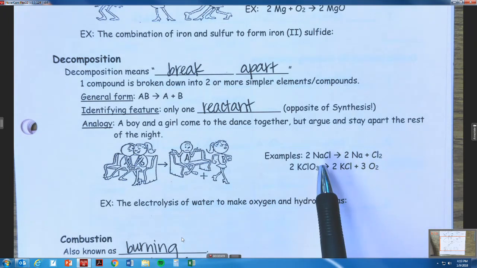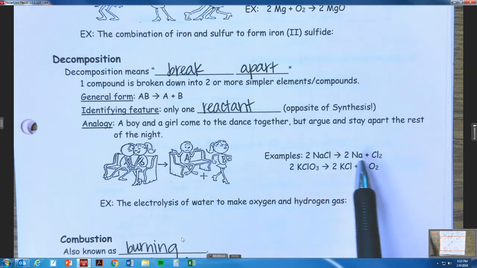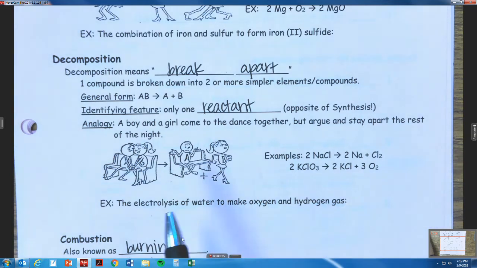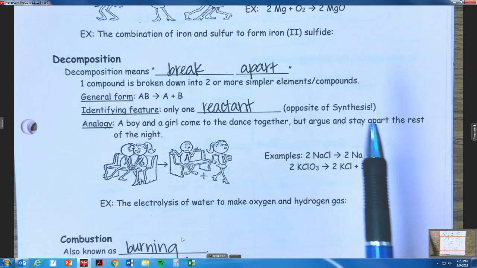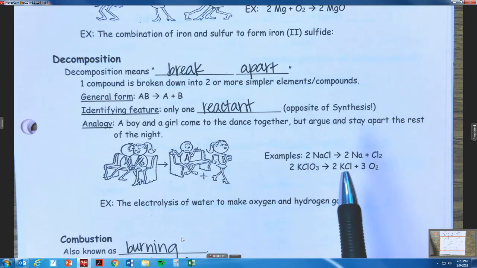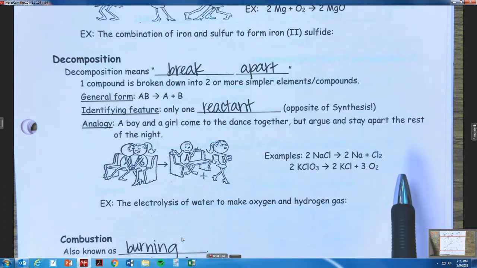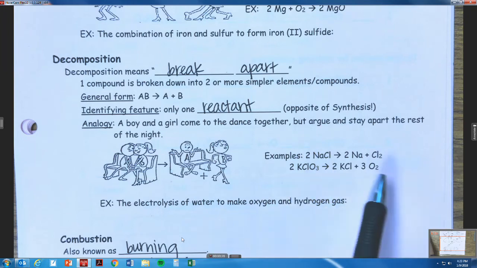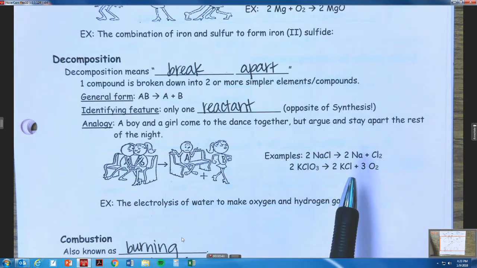Taking a look at sodium chloride as a compound, it is going to break apart into sodium and chlorine. And then you also have potassium chlorate, which is going to separate into potassium chloride and oxygen. So you only have one reactant that breaks apart into several products.